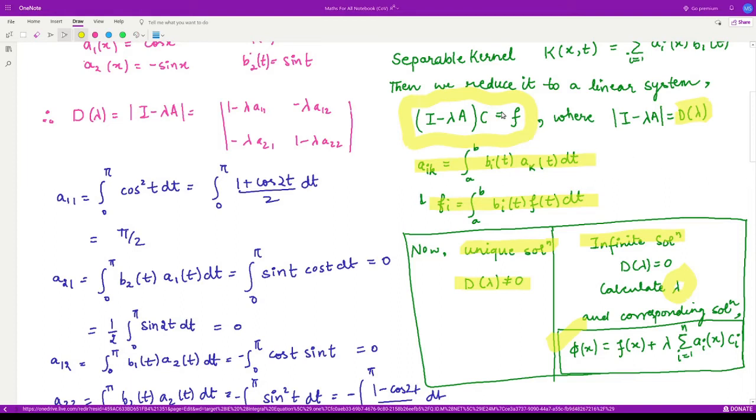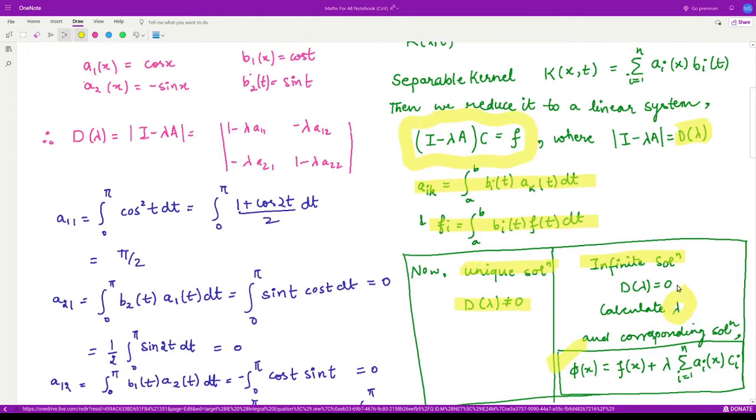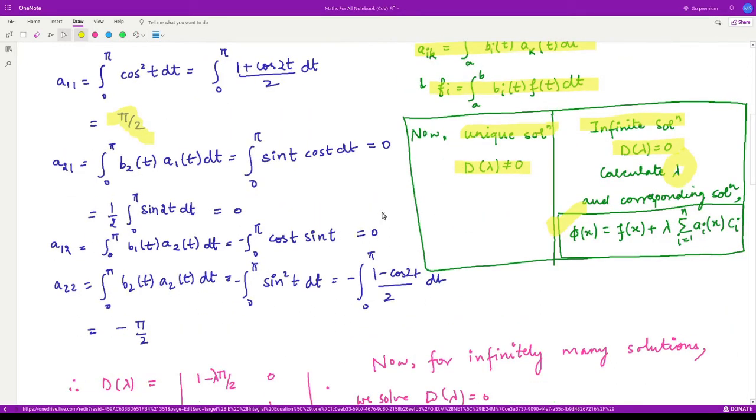In order to find out whether we have infinitely many solutions, we solve D(lambda) equal to 0 for our equation. D(lambda) is simply the determinant of I minus lambda A, whose entries are written like this. We first calculate a11, a12, a21 and a22. a11 would be the integral of cos t into cos t, that is cos squared t; when you solve this using the double angle formula and integrate, you get pi by 2. Similarly, you can calculate the other entries; a21 and a12 both come out to be 0. Here we use b2(t) and a1(t), and here we have used b1(t) and a2(t), corresponding to these indices. Similarly, in a22 we have b2 and a2, and when you substitute these values you get minus pi by 2. So we have all these entries and can calculate the determinant D(lambda).